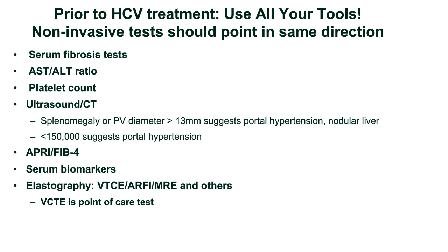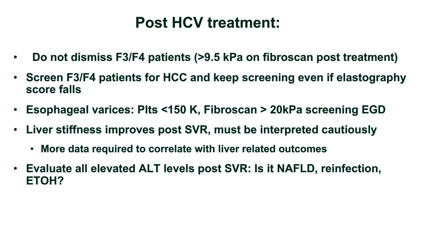So, in summary, for post-treatment of hepatitis C, don't dismiss your F3, F4 patients that is greater than 9.5 kilopascals on FibroScan post-treatment. Screen these individuals for hepatocellular carcinoma and keep screening even if the elastography score falls. If your platelet count is below 150, your FibroScan is above 20 kilopascals, you can screen these individuals for varices. Below that, our AASLD portal hypertension guideline demonstrated that the chance that you would have varices is quite low.